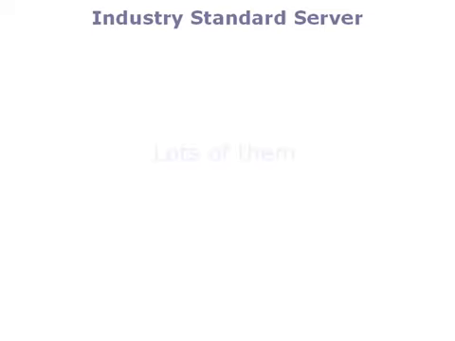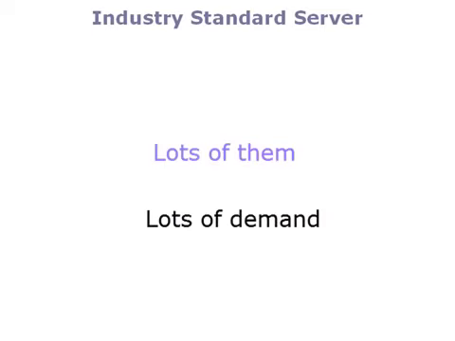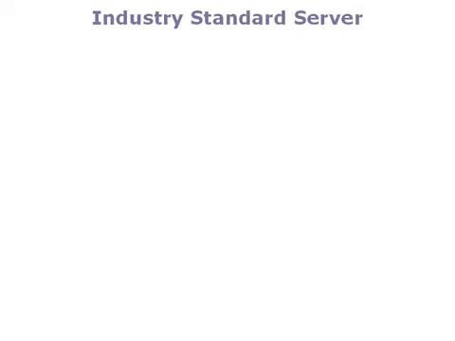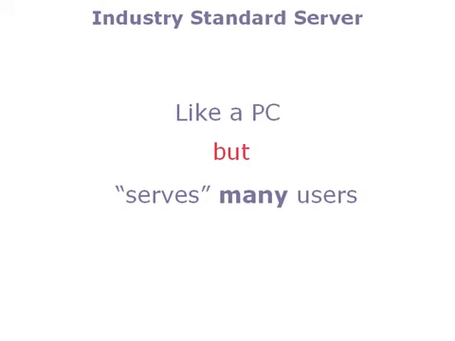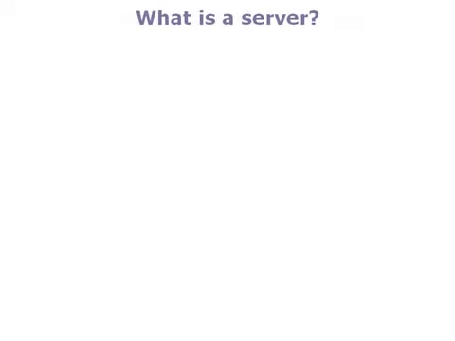Industry standard is where volume is highest and where demand is strong across the broadest range of organization sizes. Servers are designed to serve many users, whereas a personal computer, as the name suggests, is for a single user. Similar to PCs, servers contain processors, memory, hard drives for data storage, and can run a wide range of software or applications. Servers come in various shapes and sizes, typically falling into the following categories.